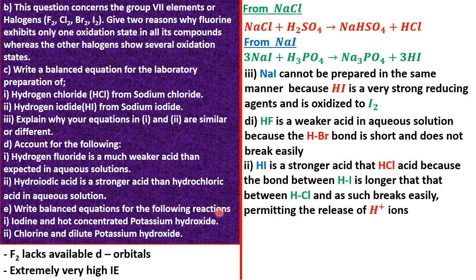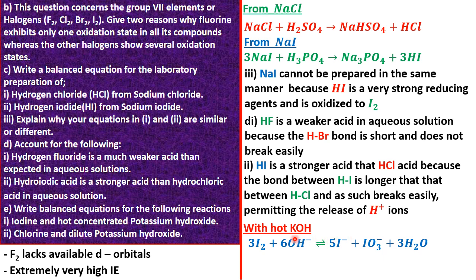The next one wants us to write balanced equations for the following reactions: iodine and hot concentrated potassium hydroxide. Let's start. In this case we are going to use just the ions that are actually reacting, and it's a reversible reaction, please don't forget. This reaction is a clear example of a disproportionation reaction, in which the same element gets oxidized and reduced at the same time.